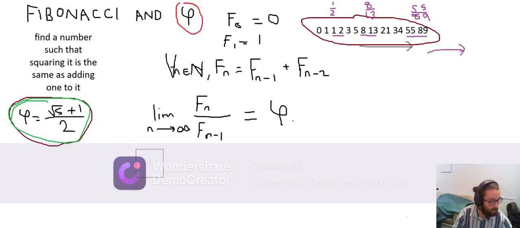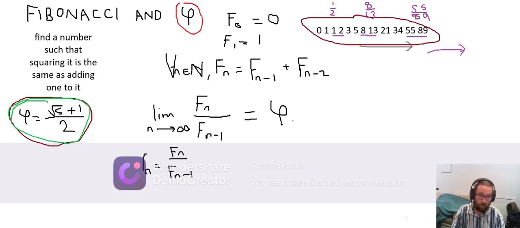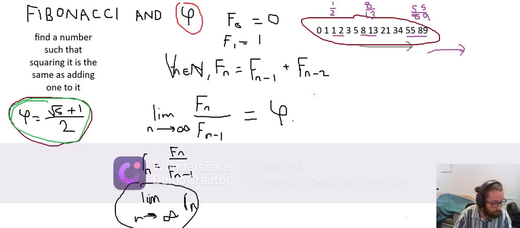So let's begin the proof. I'm going to create some more terminology here. Let's let R mean ratio, and I'm going to say that R of n is going to be equal to f of n over f of n minus 1. So I've reframed the problem to say that I'm examining the limit as n goes to infinity of R of n. This is what I'm trying to investigate now.